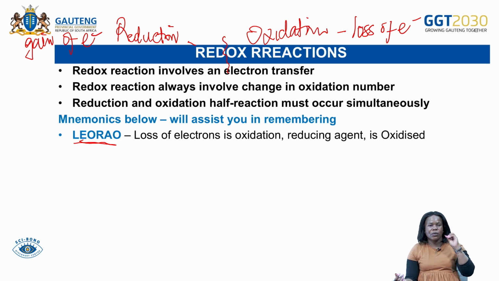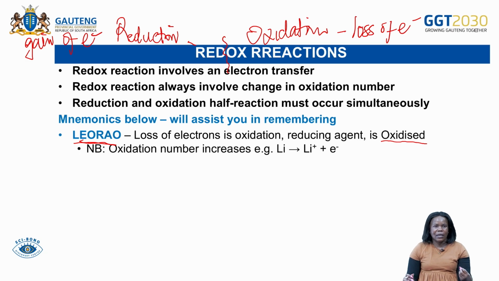So we're always going to remember the LEO part. And then, reducing agent is oxidized. That means the RAYO part of it, the reducing agent, because we have to be able to see which one is a reducing agent and which one is an oxidizing agent. So the reducing agent is what is oxidized.